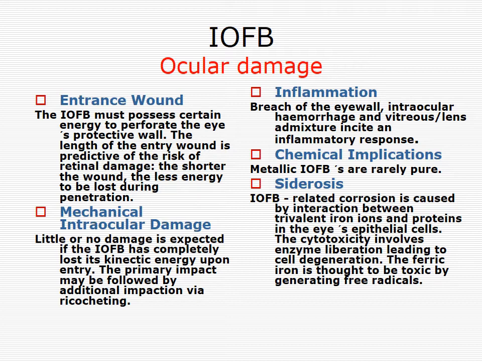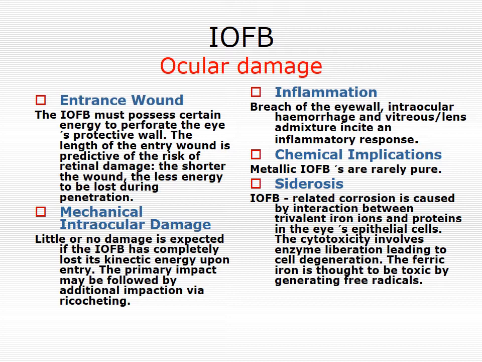The intraocular foreign body is associated with ocular damage by several factors. First, the entrance wound. The intraocular foreign body possesses certain energy to perforate the eye. The length of the entry wound is predictive of the risk of retinal damage. The shorter the wound, the less energy is lost during penetration. Another issue is the mechanical intraocular damage. Little or no damage is expected if the intraocular foreign body has completely lost its kinetic energy upon entry. The primary impact may be followed by additional impaction.